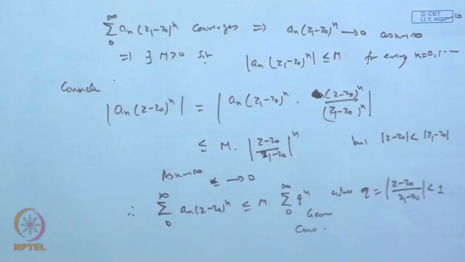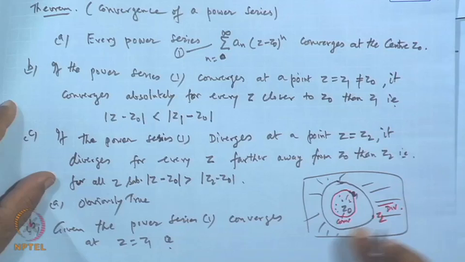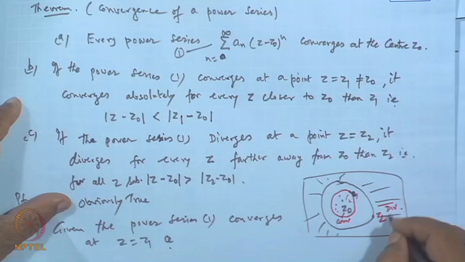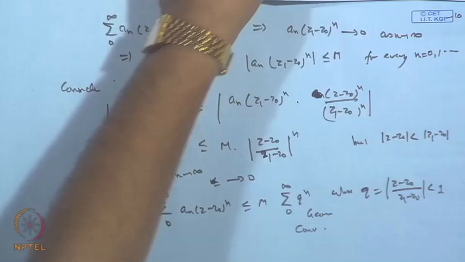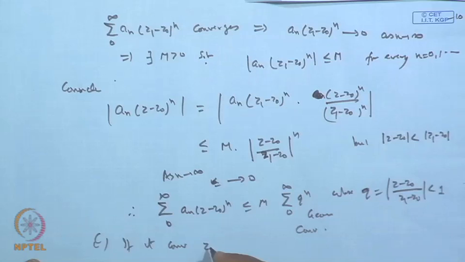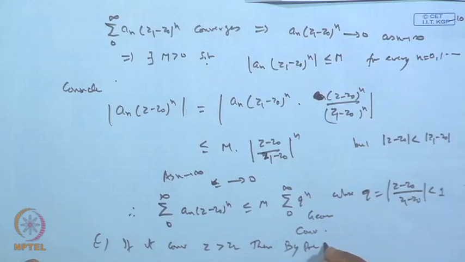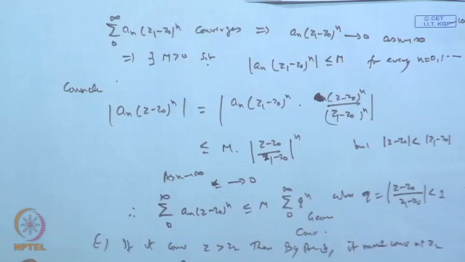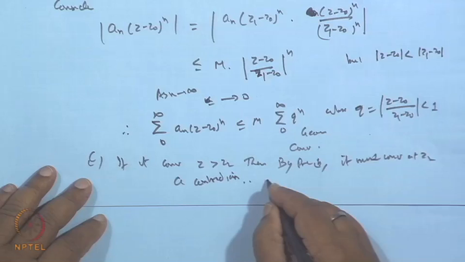The third part, part c, follows in the same way. Suppose it diverges. Here we wanted to say it diverges. Suppose it is convergent. Then by the previous result, it should converge at every point here, is it not? If at any point it converges, it will converge at Z2 also, which is a contradiction. So, the third part: if it converges for some Z greater than Z2, then by the previous part b, it must converge at Z2, a contradiction. And the contradiction shows the proof is complete. Okay, so thank you. That's all.